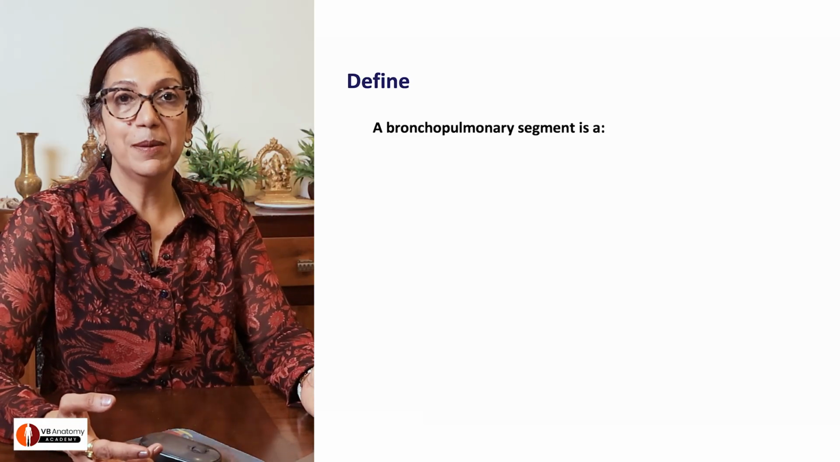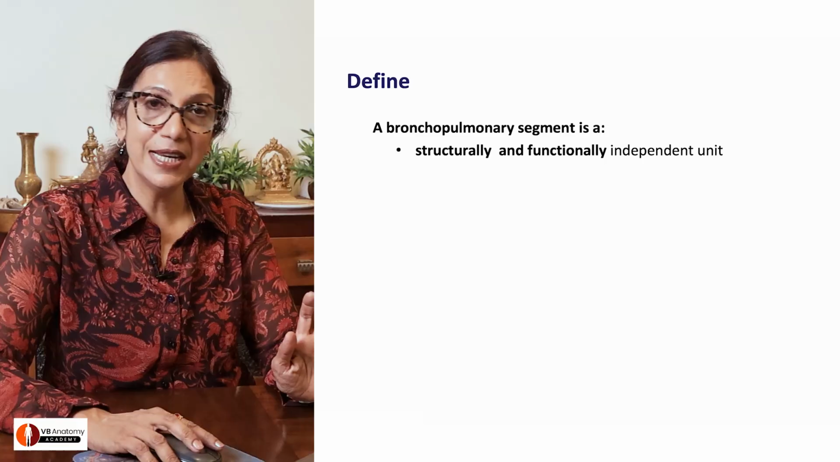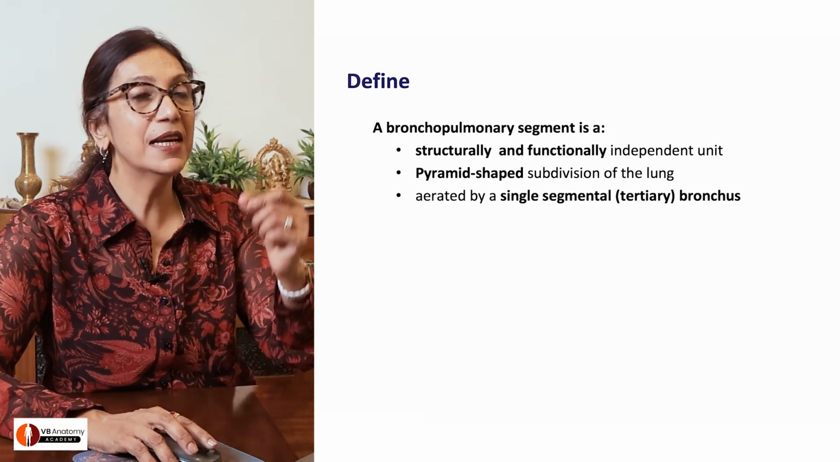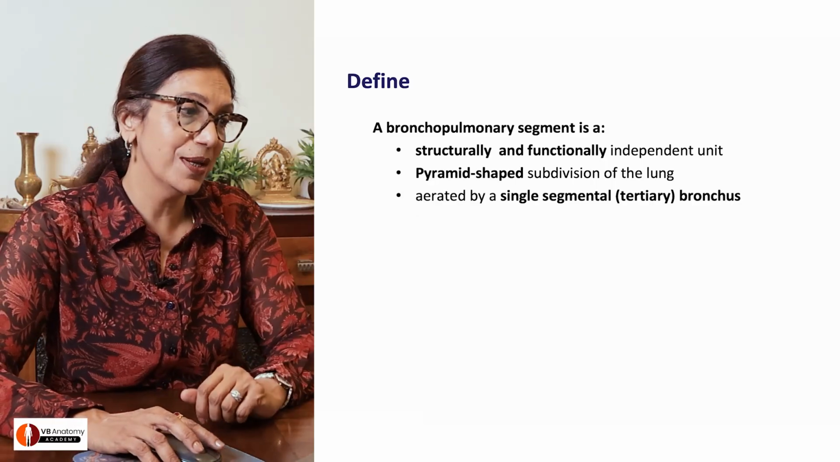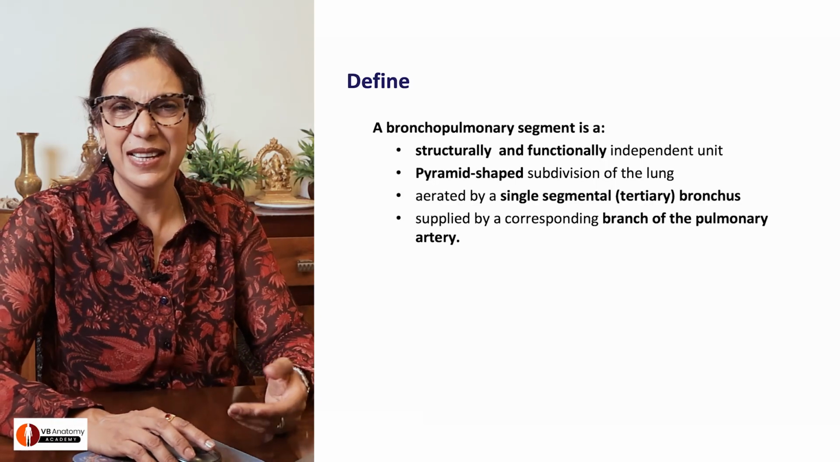Let's define a bronchopulmonary segment first. It's a structural and functionally independent unit. It's pyramid shaped. It's aerated by a single tertiary bronchus and it is supplied by a corresponding pulmonary artery. Sounds like a very complicated definition, isn't it? Let's understand. I'm sure we'll be able to define it exactly in this way later, but with more confidence.